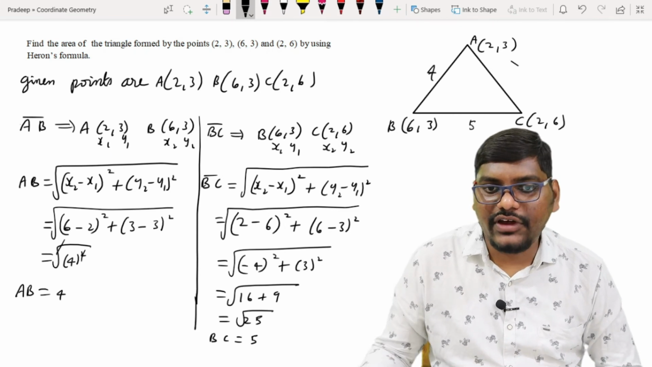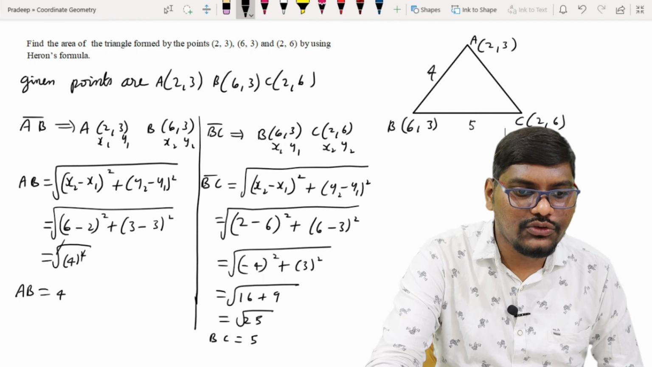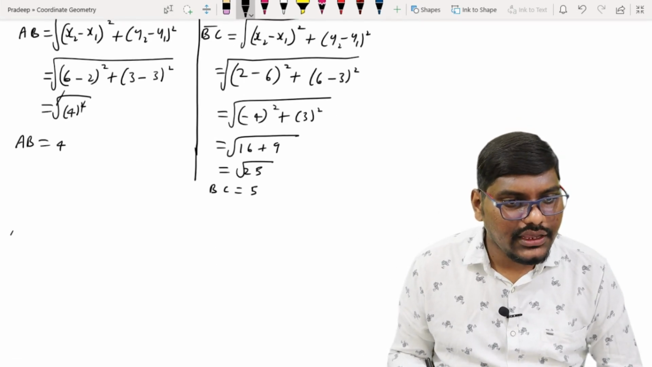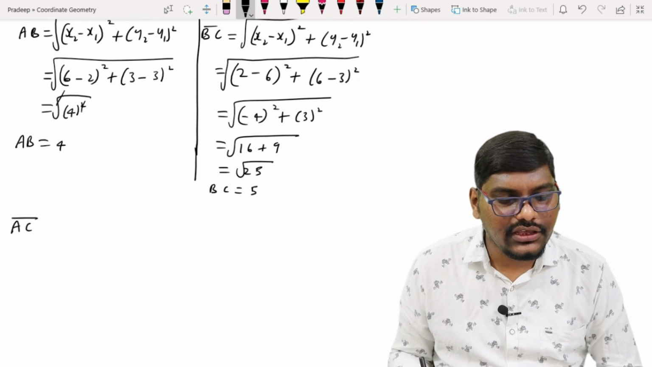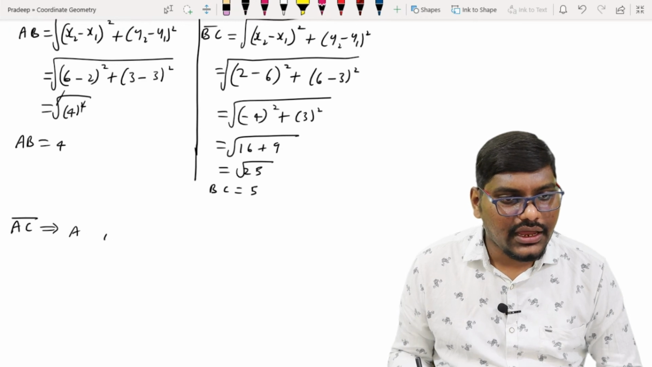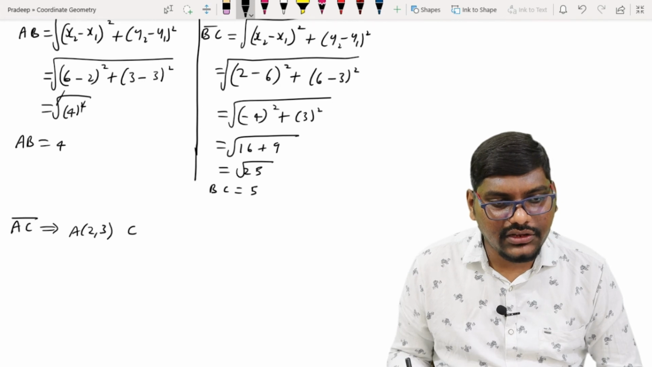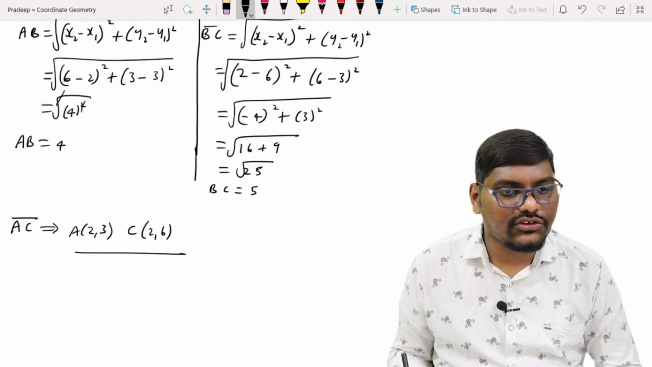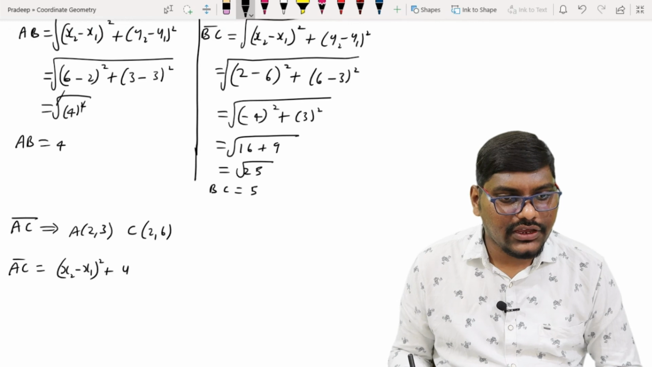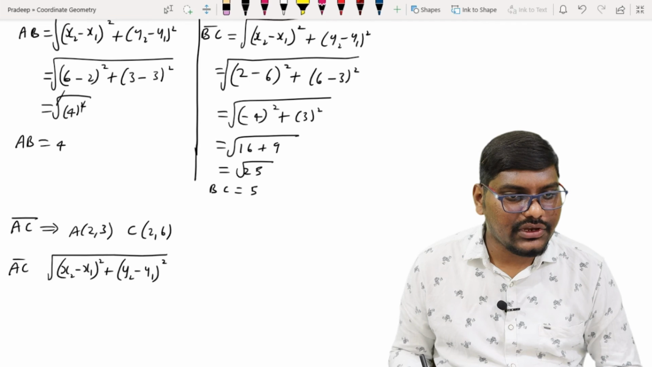Even we have to find out AC also, we'll do that. We'll use the same thing to find AC. The points we have to take are A, which is (2, 3), and C, which is (2, 6). Taking these two points, AC is equal to the formula square root of (x2 minus x1) whole square plus (y2 minus y1) whole square. So we'll substitute these values.